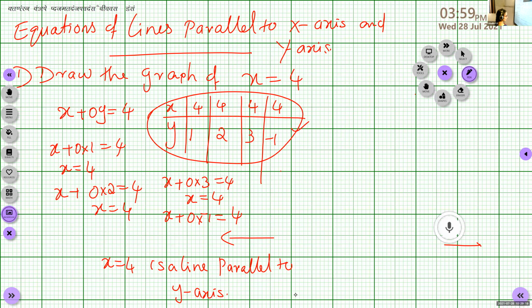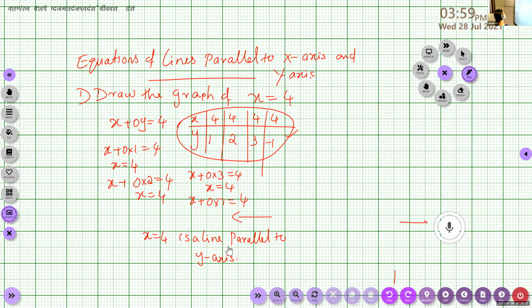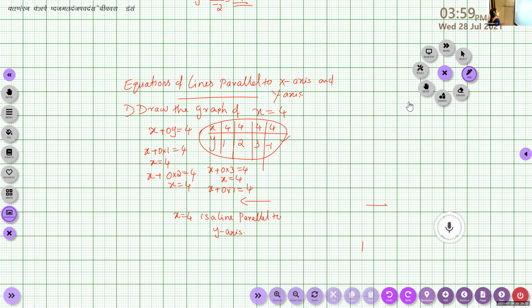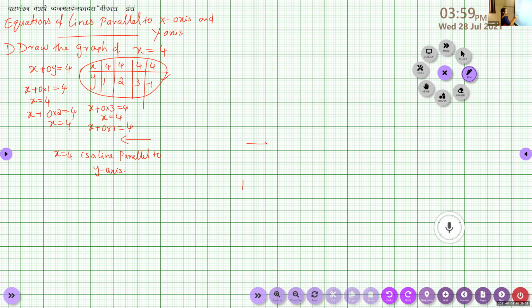For one question, we will prepare the table. Draw the graph of x equal to 4 and prepare that table. First of all, we can't give values for x. If you put x equal to 4, what happened? It will be 4 plus 0y equal to 4.